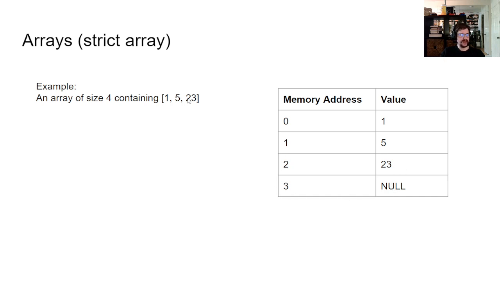Now you might be thinking, yeah, but there's only 3 elements in the array. Why do you need this 4th one down here? Well, because in a strict array, a true array, as soon as you tell it to be size 4, it allocates the memory for it. Even if you're not putting anything in here, it will allocate that memory and hold on to it.